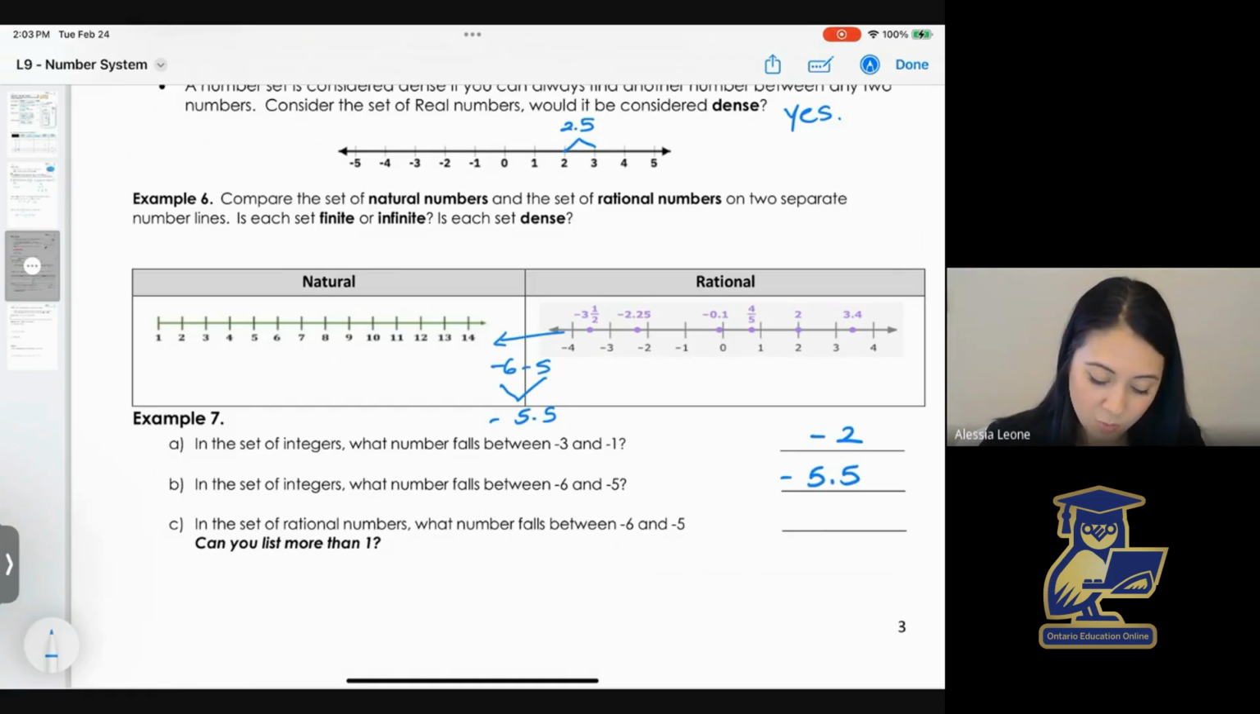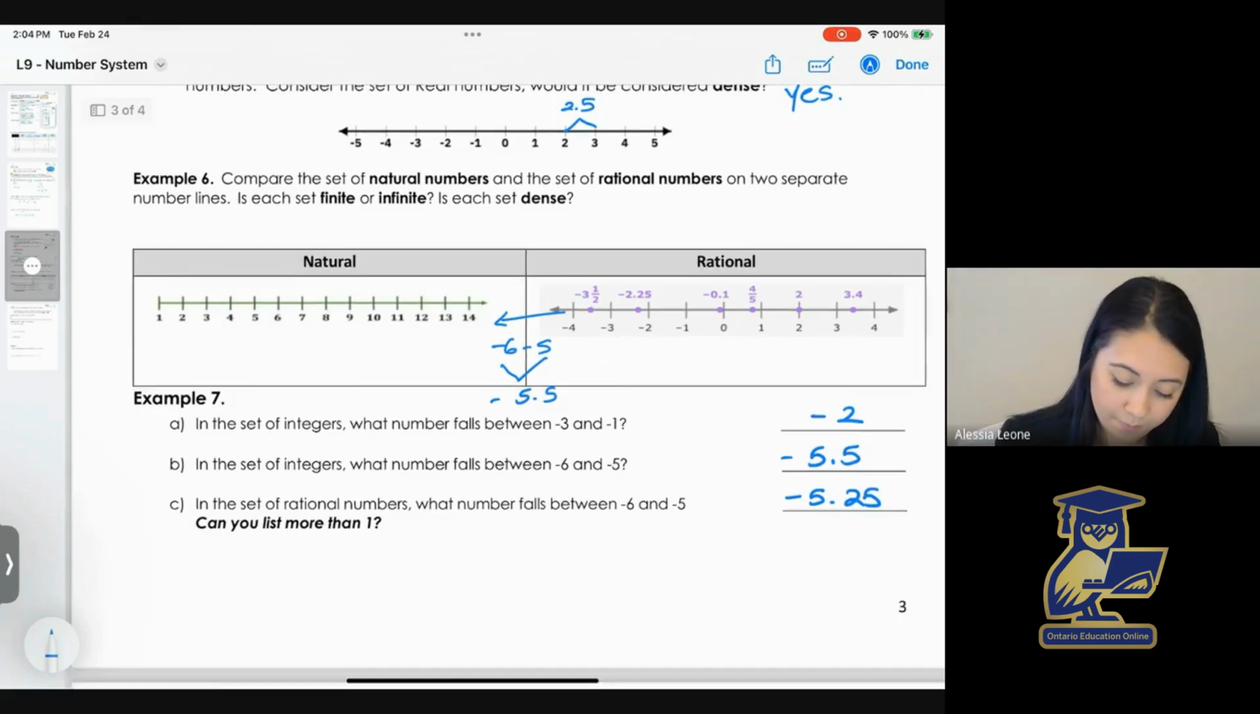In the set of rational numbers, what falls between -6 and -5? So now it's asking us, when we think about rational numbers, when we think about decimals and fractions, is there another number that can fall in between -6 and -5? Is there another decimal that can fall there? Yes, of course there is. We can do -5.25. We could do -5.75. We could do -5.15. So yes, we can list more than one.